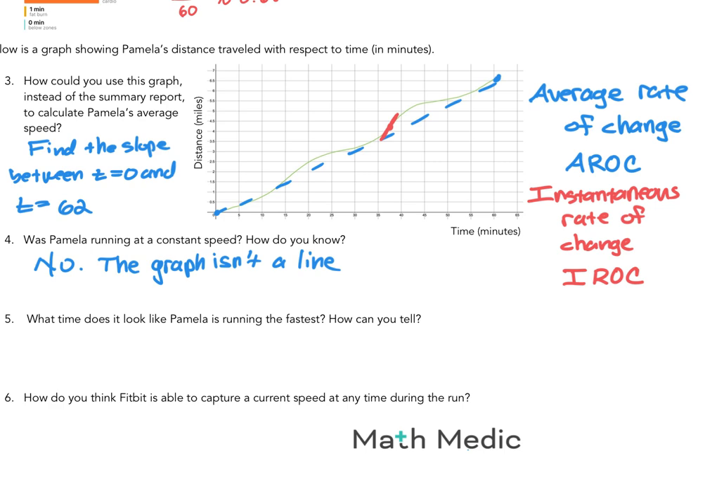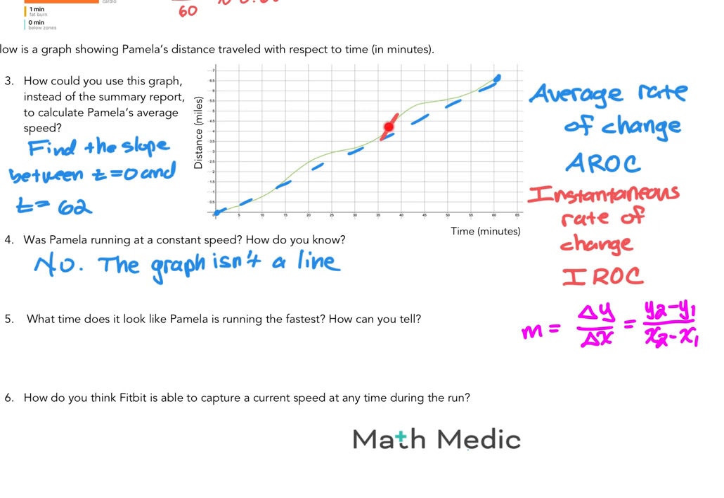So, how do you think Fitbit's able to capture a current speed at any time during the run? The idea you're getting at there, rate of change is just slope formula. Rate of change is always going to be change in y over change in x. So it is y2 minus y1 over x2 minus x1, meaning you need 2 points. You need 1 point, 2 points. So to get the slope at a single point, you still need 2 points. So how would Fitbit do that?